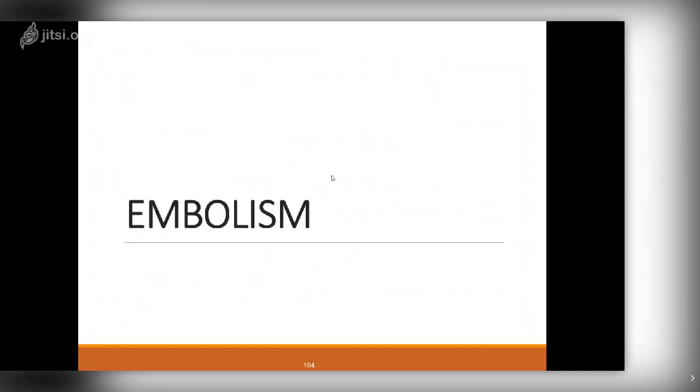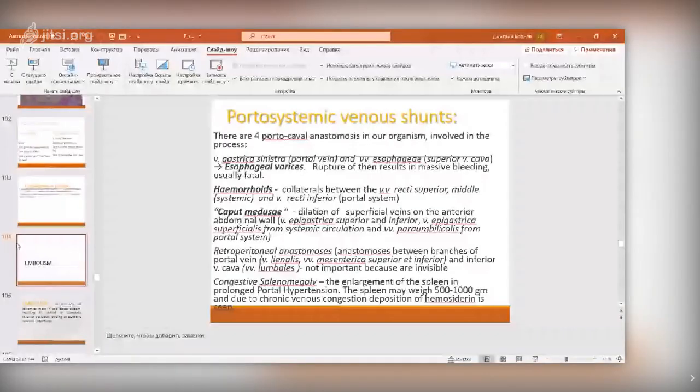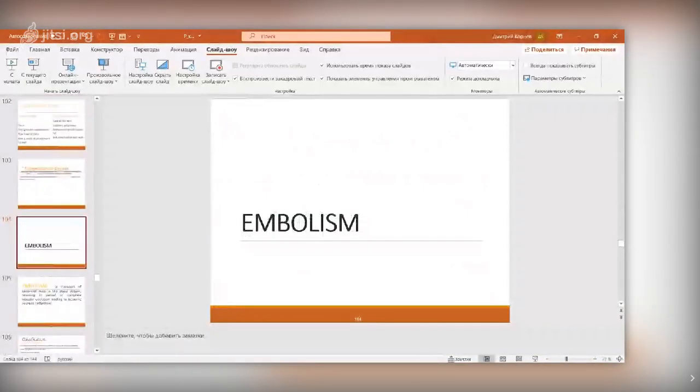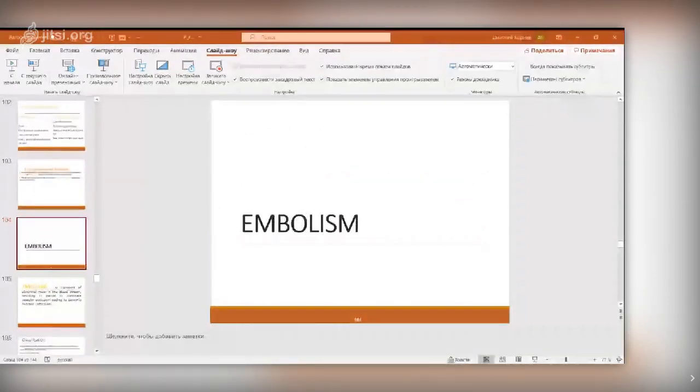And about embolism, I think we'll talk in the third part of our lecture. So I think we have finished with it, and wait for part 3.